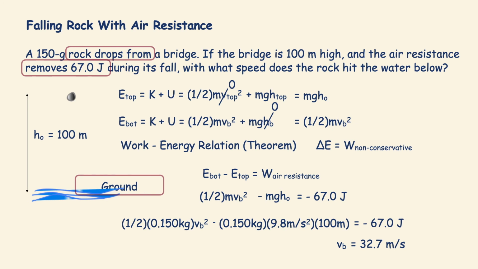If you want to practice, you can redo this example without air resistance. So there you'll have a conservation of energy, and your right hand side will be 0 there, and when you work out the problem with the numerical values, you should get for the speed with which the rock will hit the ground 44.3 meters per second.